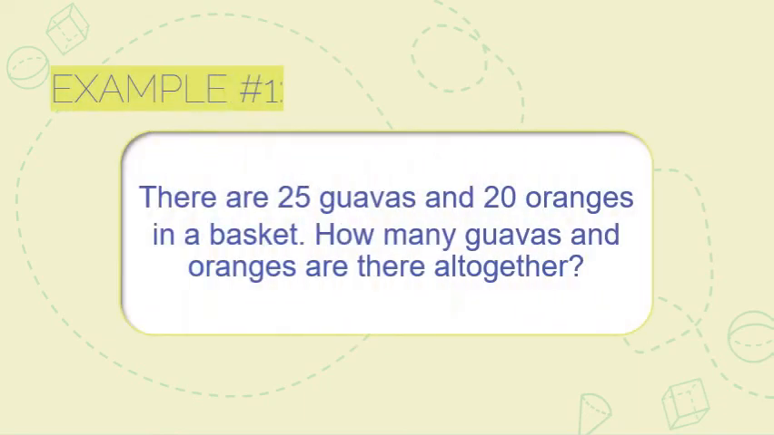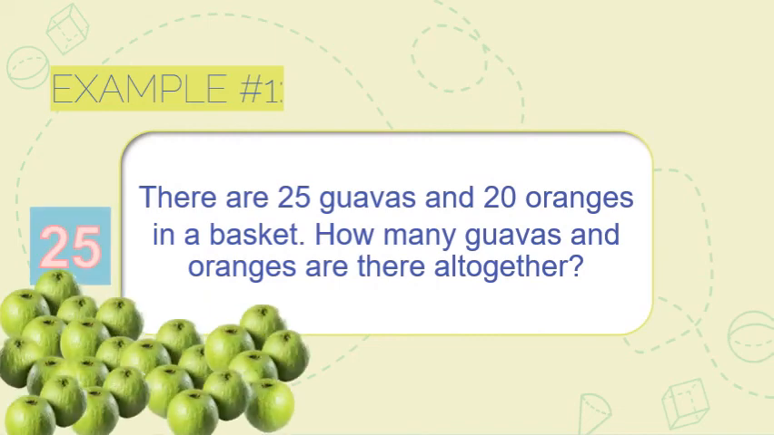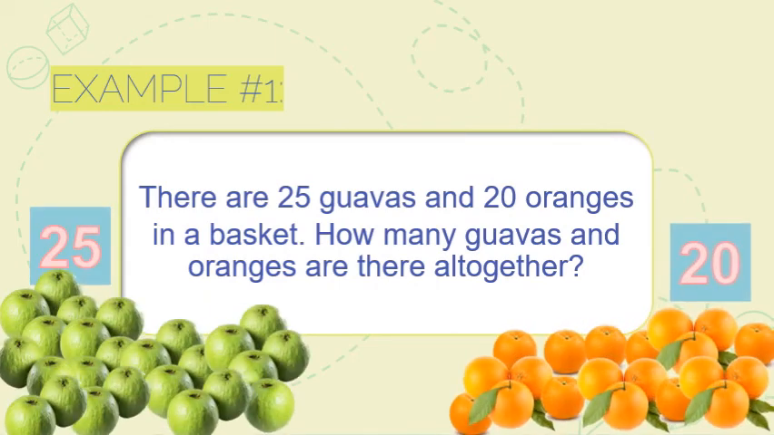Now let's try to answer a word problem using all the 4 steps that we've learned. Example number 1. There are 25 guavas and 20 oranges in a basket. How many guavas and oranges are there all together?